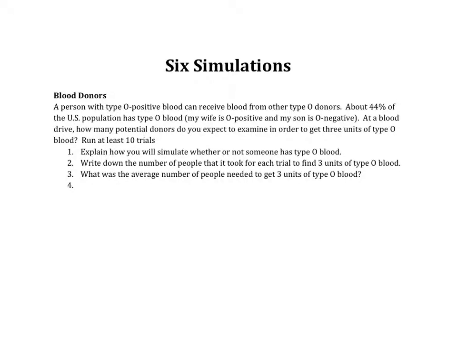Alright, so here's some examples of some simulations. We've got a person with type O blood. 44% of the population has type O blood. You are trying to find 3 units of type O blood, run at least 10 trials. So, the way we're going to simulate this, I would pause it if you want to try this on your own.